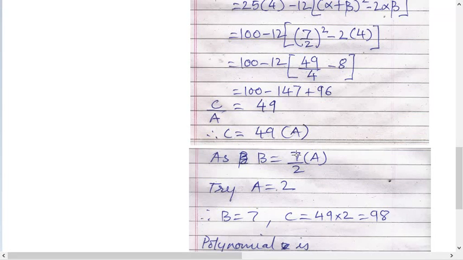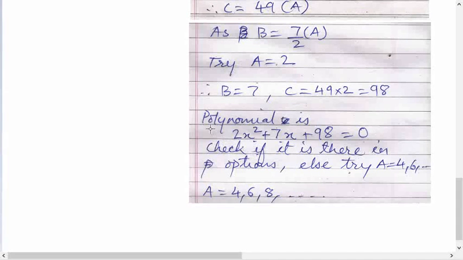So B becomes what? 7. 2 gone. And C equals 49 into 2. That is 98. Therefore the polynomial becomes what? ax square plus bx plus c. So 2x square plus 7x plus 98 equals 0.